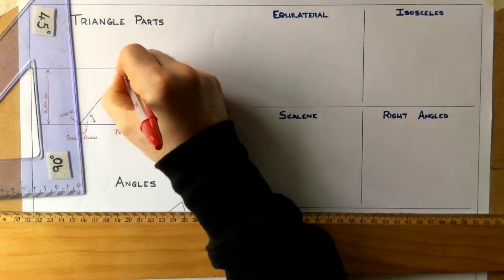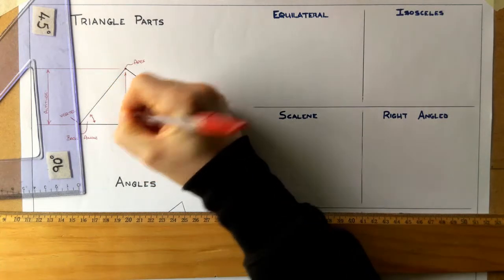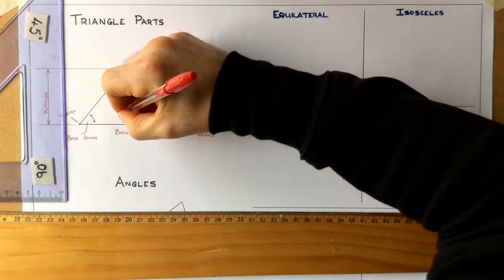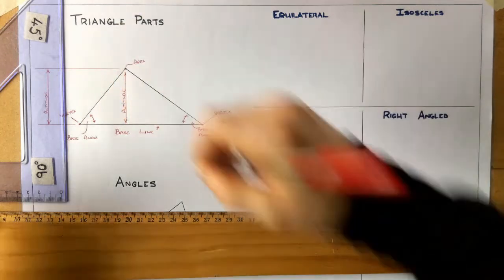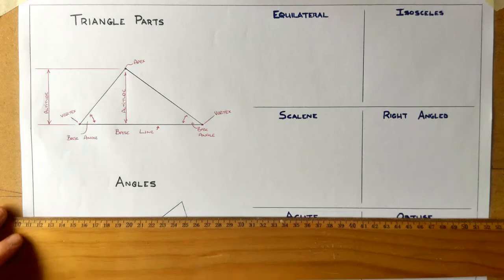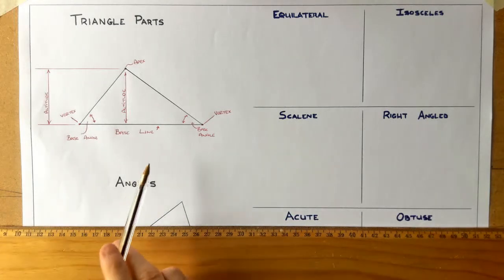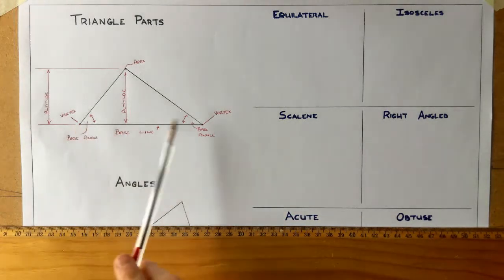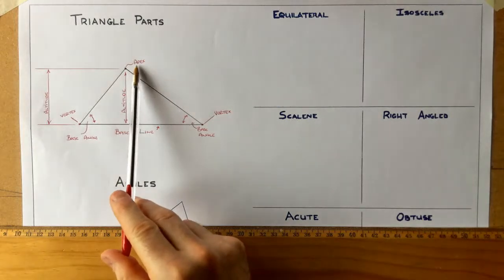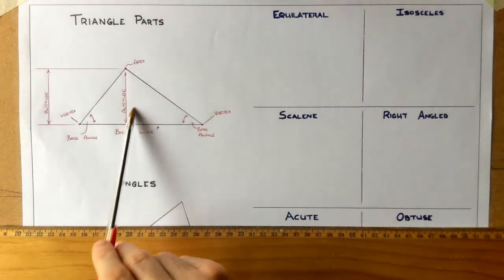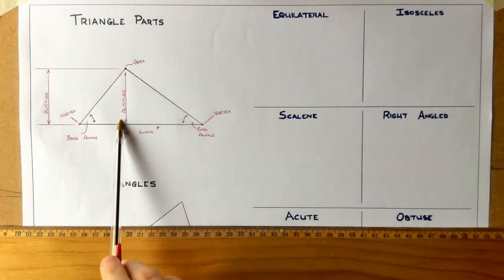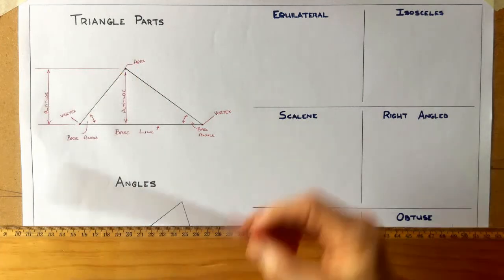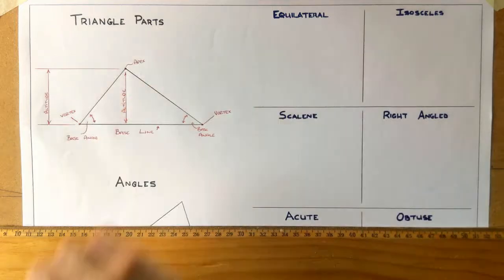There is our altitude there as well. Once again, I'll write that in. So there are some of the triangle parts that we're going to be learning about: baseline, base angles, the vertex, and the apex at the top, which is very, very important. That's a word we come across quite a lot in graphics. And then the altitude is the height from the baseline up to the apex.